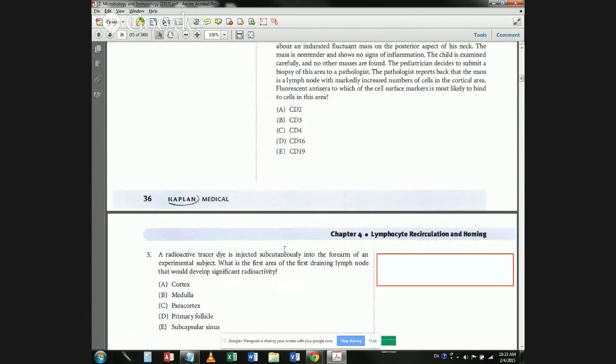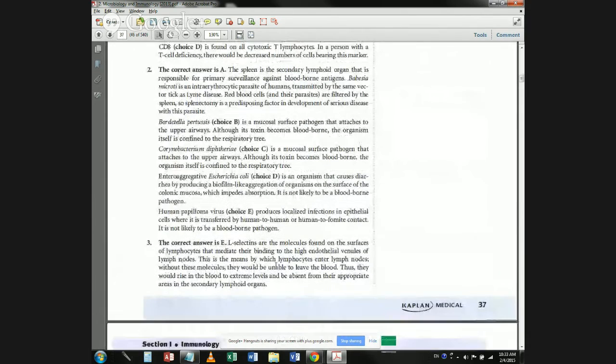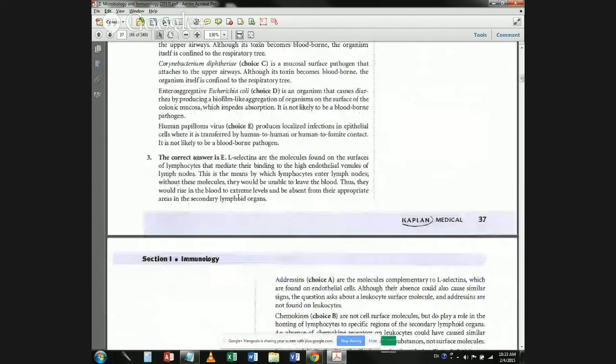Let's see. 1, 2, 3. It is E. Yay. So the correct answer is E. L-selectins are the molecules found on the surfaces of lymphocytes that mediate their binding to high endothelial venules of the lymph node. This is the means by which lymphocytes enter lymph nodes. Without these molecules, oh, they do say it's the lymph nodes, they do not say it's the spleen, so maybe it doesn't apply to the spleen. They would be unable to leave the blood. Thus, they would rise in the blood to extreme levels and be absent from their appropriate areas in the secondary lymphoid organs.